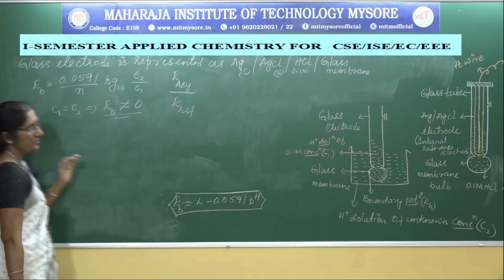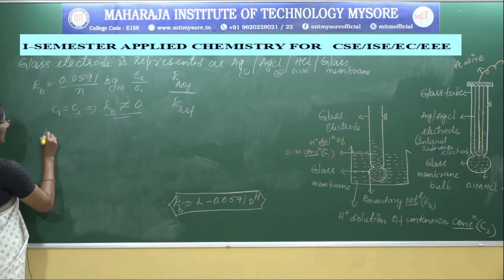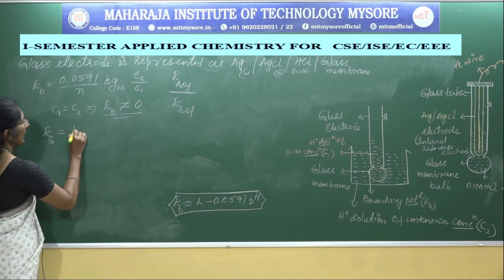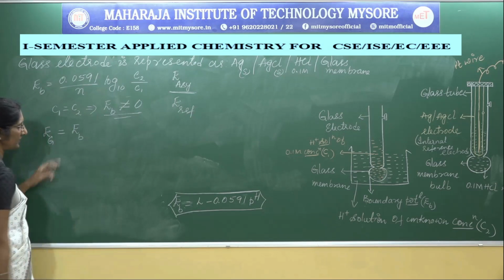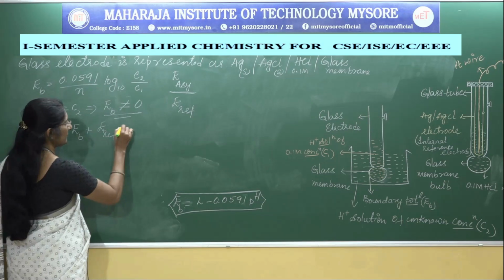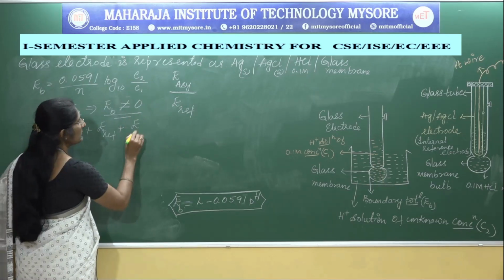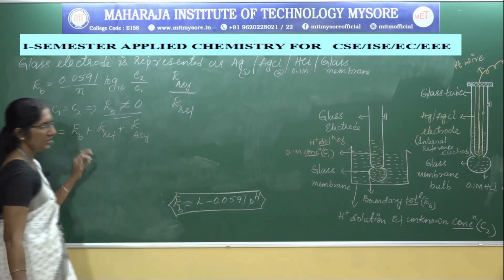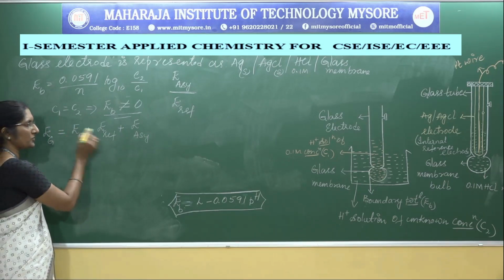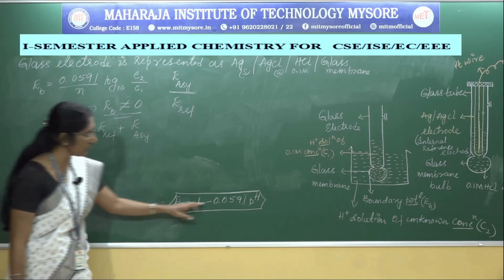Due to this, the potential developed at the glass electrode, abbreviated as EG, is the sum of the electrode potential developed at the boundary, that is the boundary potential, plus the reference electrode potential, that is E reference, and a small potential developed when concentration C1 is equal to C2, that is the asymmetry potential. So the potential developed at the glass electrode is the sum of boundary potential, reference potential and asymmetry potential.